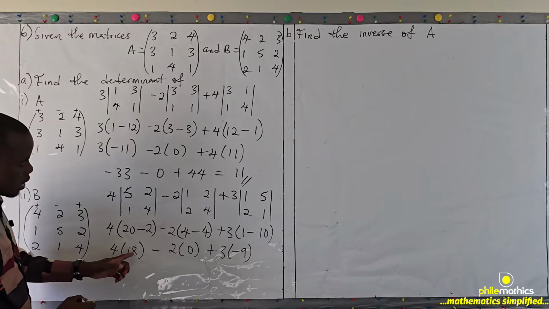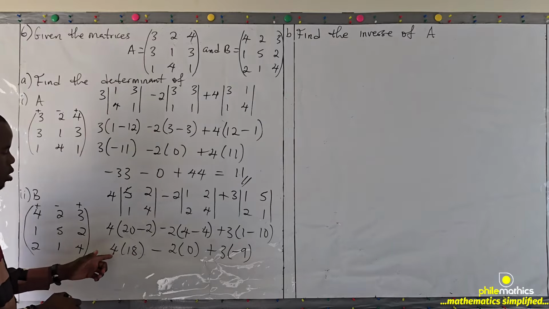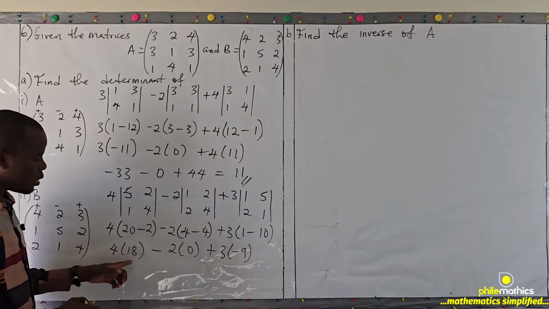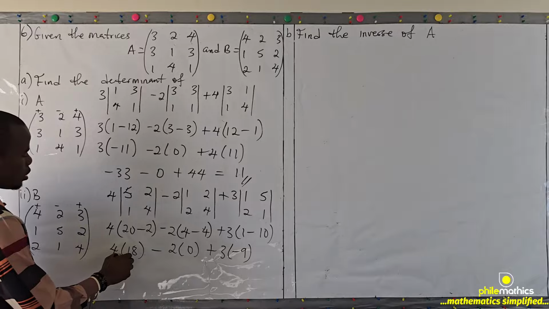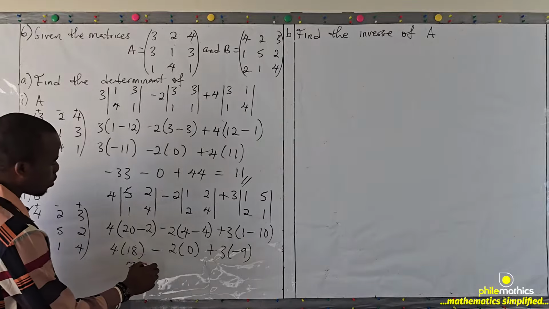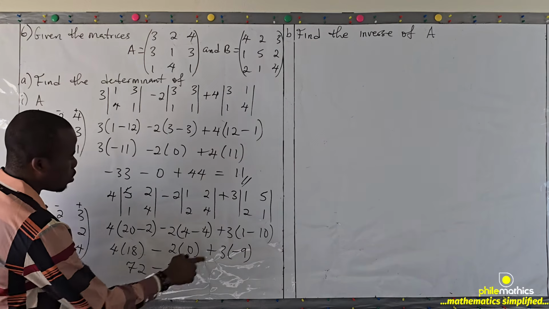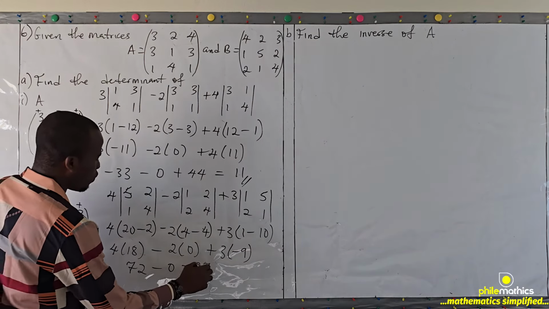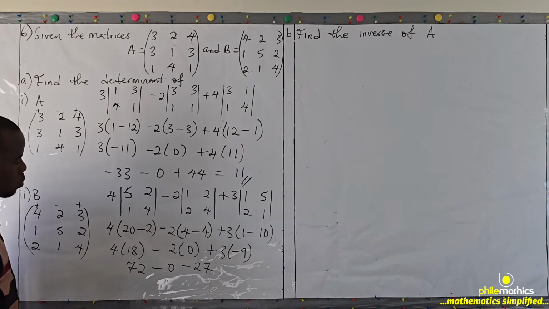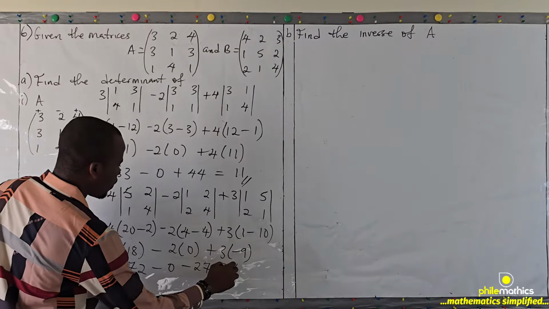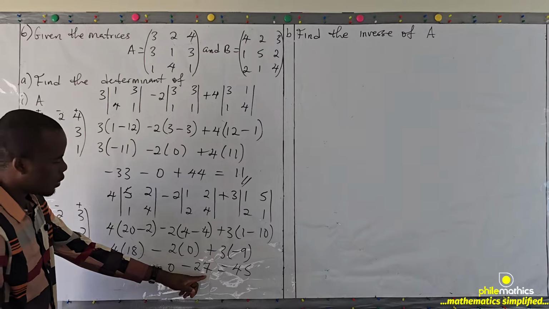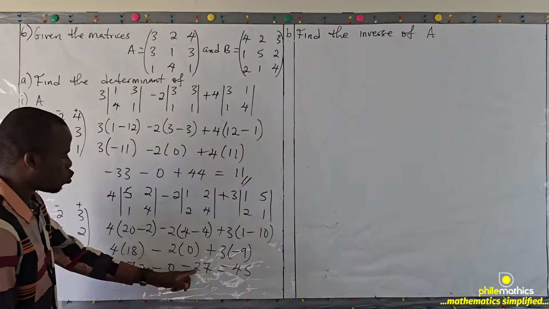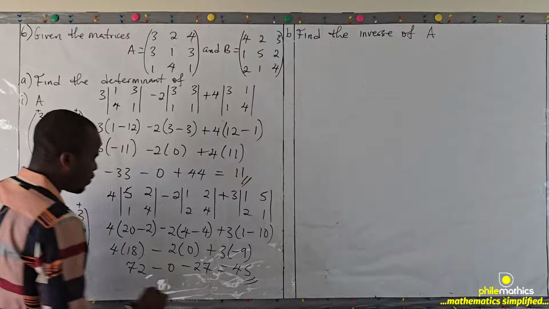4 times 18 is like saying 4 times 20 is 80, minus 4 times 2, which is 8. So this is 72, minus 0. This is minus 27. 72 minus 27 is 45, because 12 minus 7 is 5, remember 6, 6 minus 2 is 4. So this is 45. That's the determinant of B.